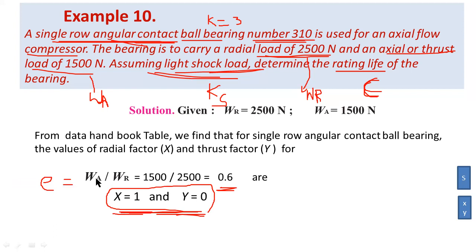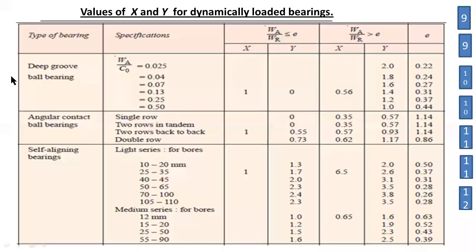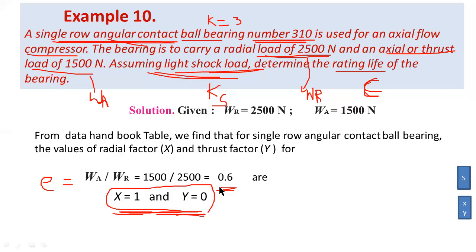Here, the ratio of WA by WR equal to 0.6. Yeah, you have to design for angular contact ball bearings. So for angular contact ball bearings, these values are small e. Our value is e equal to 0.6.